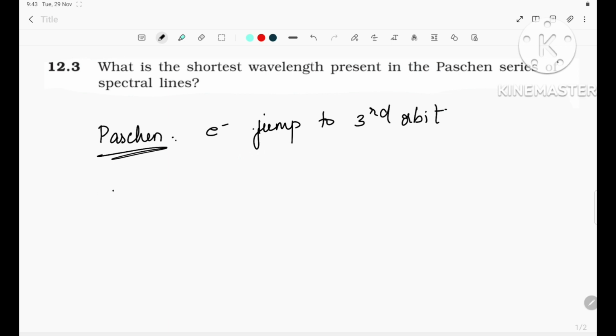Okay, so our equation for finding lambda is nu bar, that is the wave number, equal to R multiplied by 1 by n1 square minus 1 by n2 square, correct?